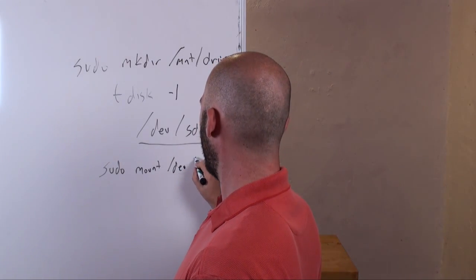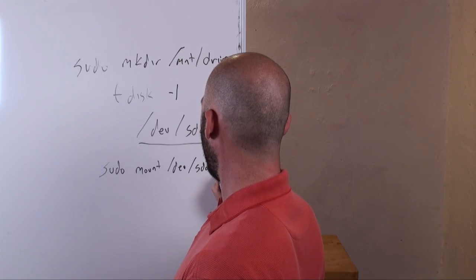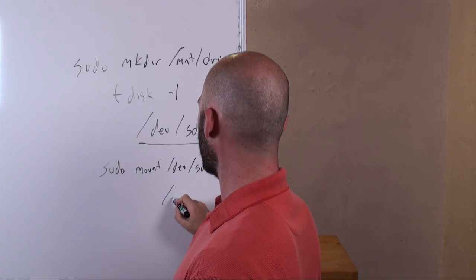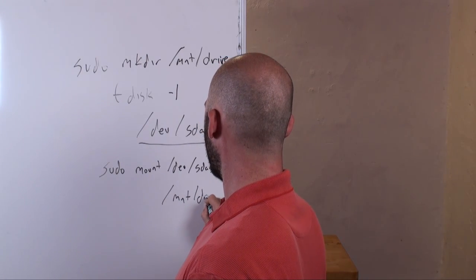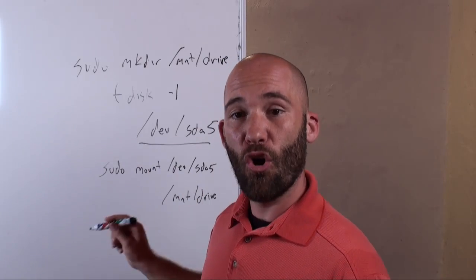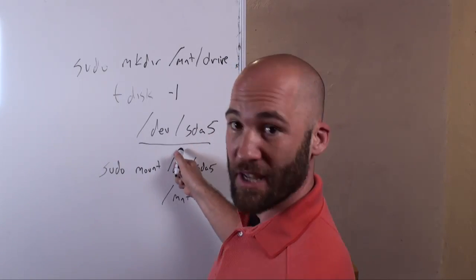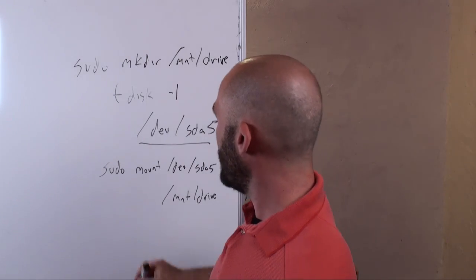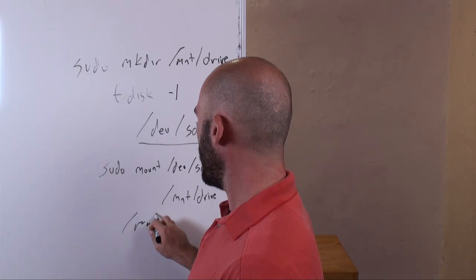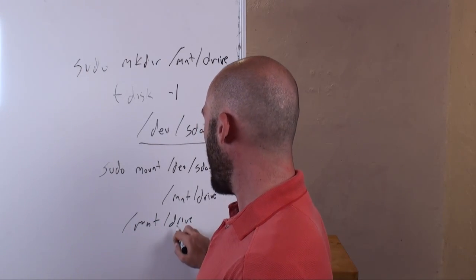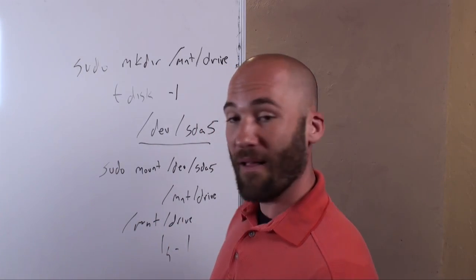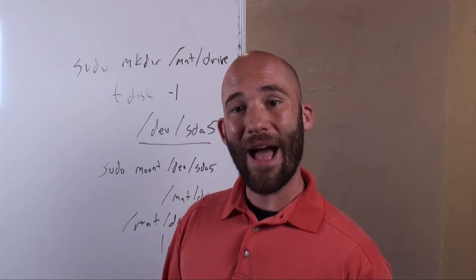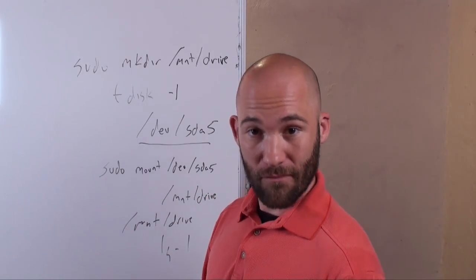So /dev/sda5, space, and then your mount point, /mnt/drive. This is all you do to mount this particular hard drive. Now you can change directories to /mnt/drive, and you can do an ls -l and it will list all of the information that's on that hard drive. That is all you have to do to mount a hard drive or a CD-ROM.